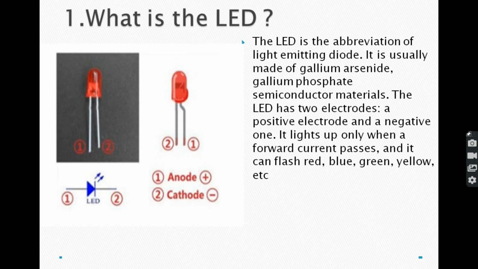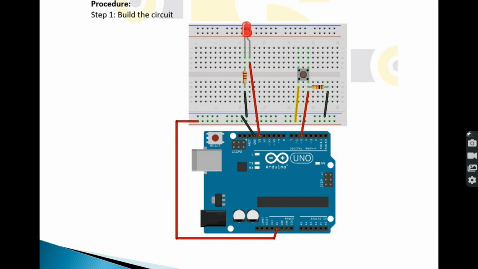This is the circuit of our project. In this circuit you need to place the LED on the breadboard, along with the 220 ohm resistor and the push button. The push button is connected to pin 5 and the LED is connected to pin 13 on the Arduino, as you can see in the circuit.